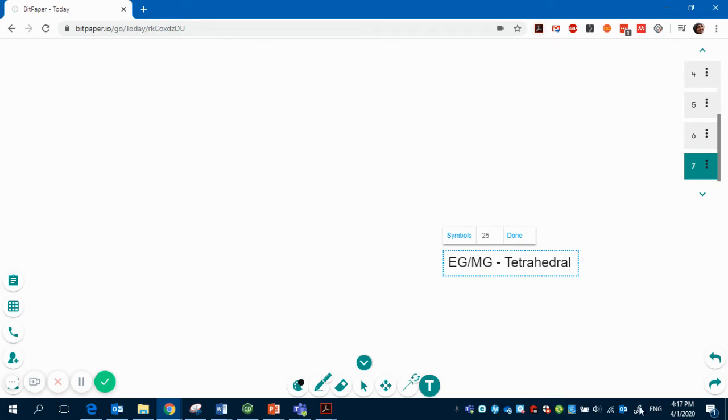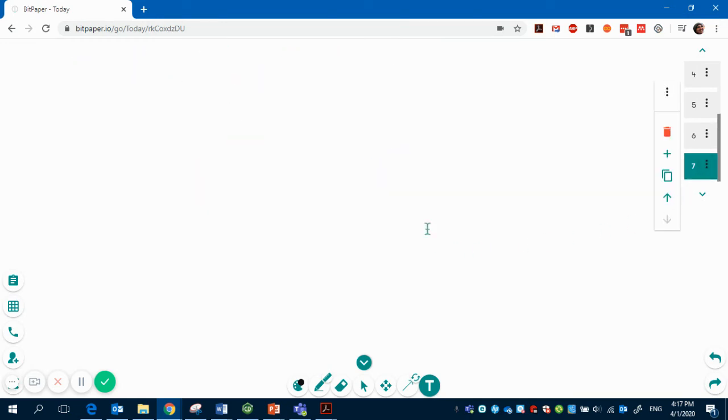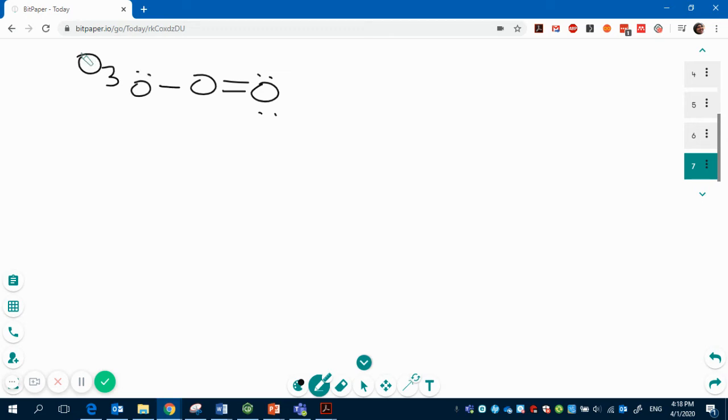We're going to skip O2 because honestly, it doesn't really matter. There's no geometry to O2. But if we go over to ozone, O3, we've seen this structure before. The Lewis diagram looks like this, where we have a plus and a minus.